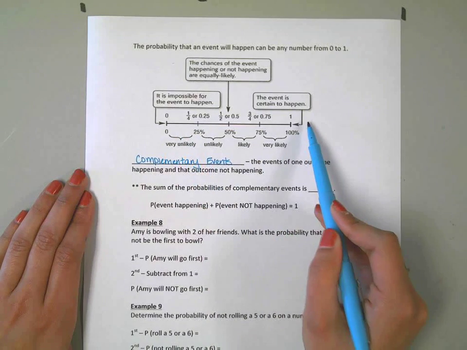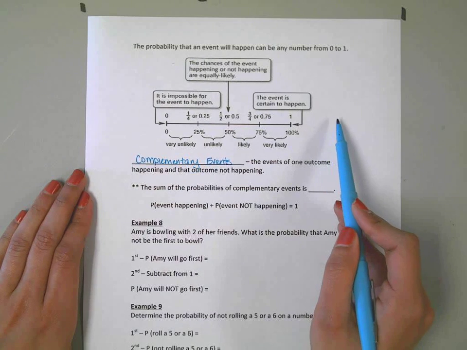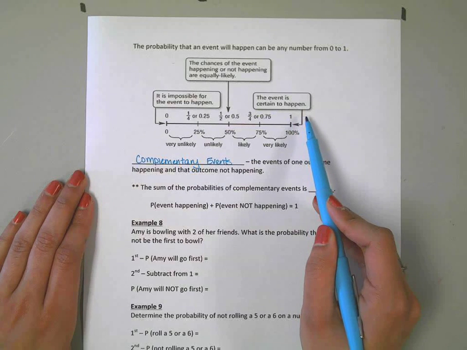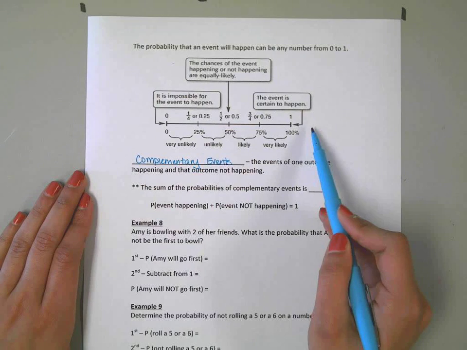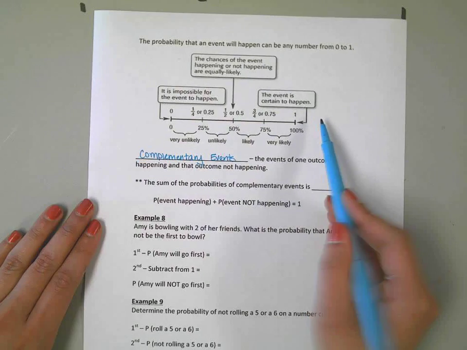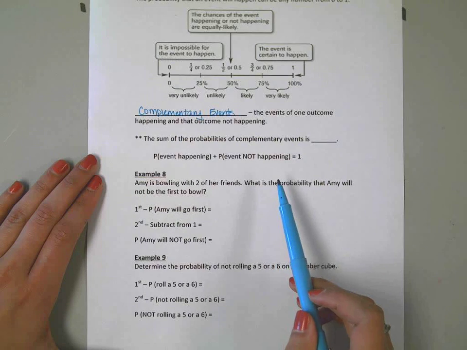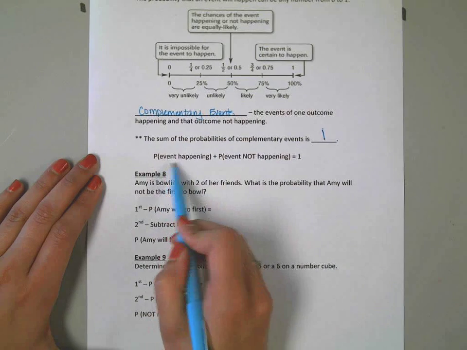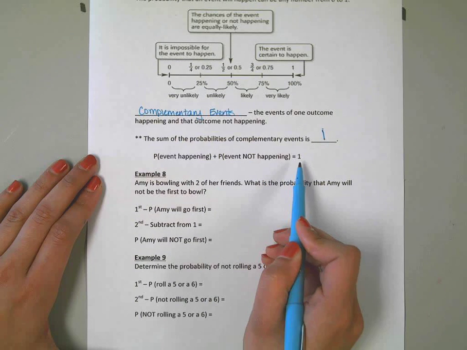If you had a 6-sided number cube with 1 on each side, and I ask you to find the probability that you roll a 1, you know that event is certain to happen, because no matter what side the number cube lands on, it will always be a 1. So there's a 100% chance of rolling a 1. The sum of the probabilities of complementary events is 1. So this means that the probability of the event happening plus the probability of the event not happening would equal 1.